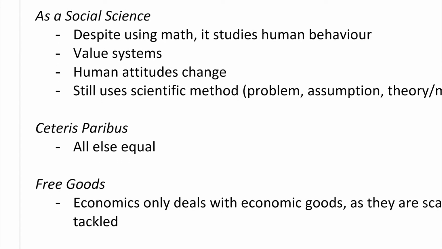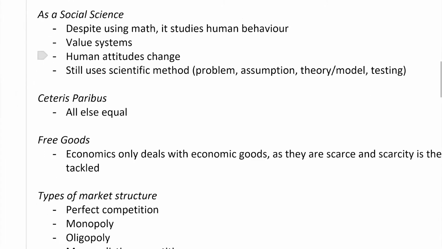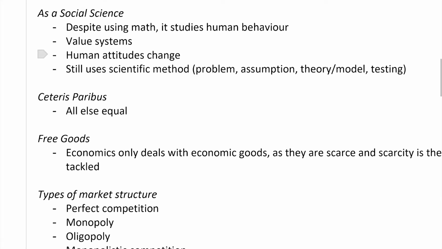Economics is a social science, even though it uses math. Why? First off, it studies human behavior. How do people use their money? How do people make their buying choices, their buying behavior, and how does it change? It is affected by human behavior and value systems, which means it changes a lot. Compared to something like chemistry or physics, it changes too much because human attitudes are too unpredictable. So that makes it a social science. However, it still uses the scientific method in terms of problem, assumption, theory, and testing.